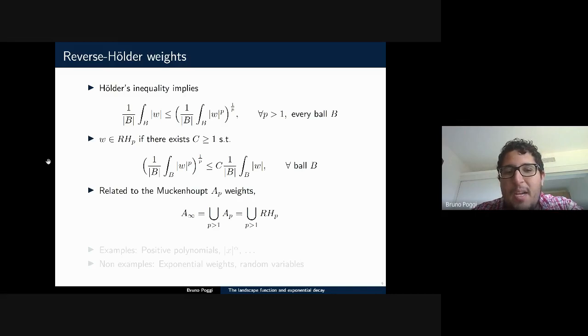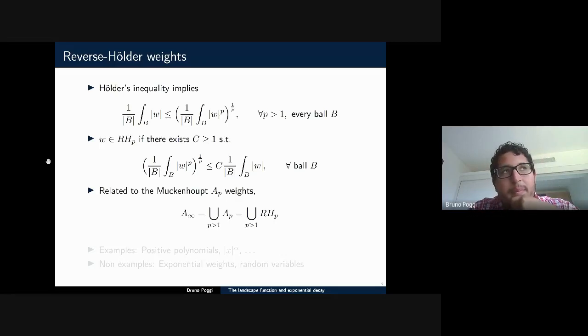So we will say that the function is in the reverse Holder class of exponent p if you can do the other direction of the inequality with some constant c. And if you can do this for every open ball B, then we say that the function is in the reverse Holder class. This is related, as I said, to the Muckenhoupt weights, because the union of all of these reverse Holder classes is the same as the space A infinity.